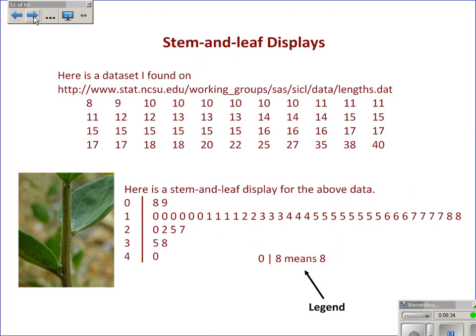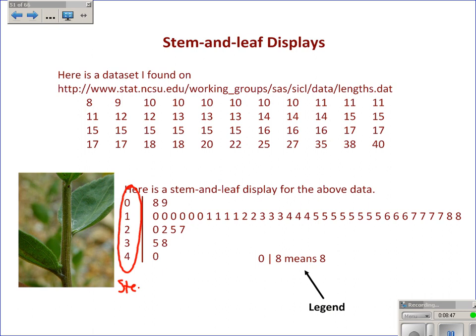Okay, stem and leaf displays. You've probably seen this before, a stem and leaf plot. The same data I think we had before. Maybe it's a new data set, I can't remember. But what you have here are what are called the stems. Okay, and over here are called the leaves.